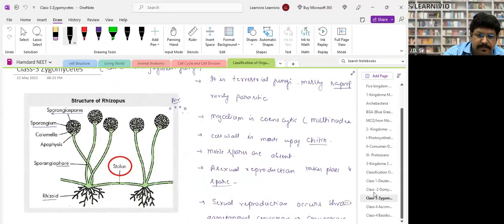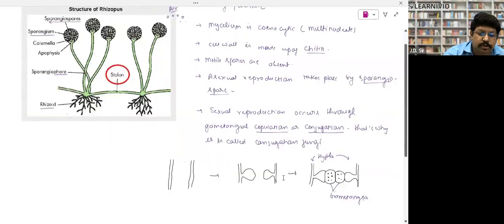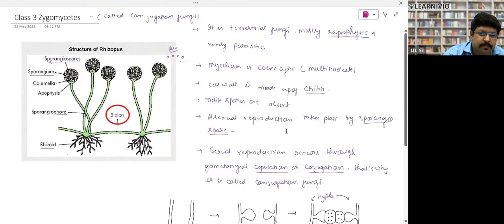Next is Zygomycetes. This is called conjugation fungi. Why? Because sexual reproduction takes place through conjugation, right? By this process. So this is called conjugation fungi. So first thing, Zygomycetes is called conjugation fungi. Why? Because reproduction takes place through the conjugation process, right?